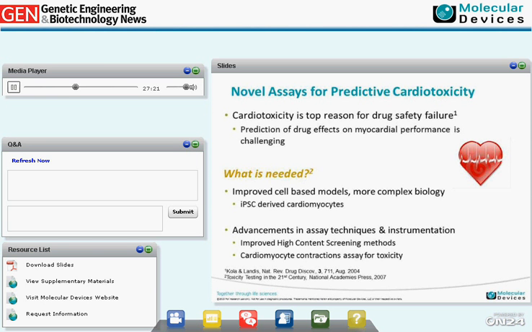And the 2 things they're focused on are, 1, improved cell-based models, allowing you to look at more complex biology. And one of the models that we'll be talking about is iPSC-derived cardiomyocytes. And the second is really advancements in assay techniques and instrumentation. How can you improve the instrumentation, the hardware, the software, and the assays itself to give you more predictive information?